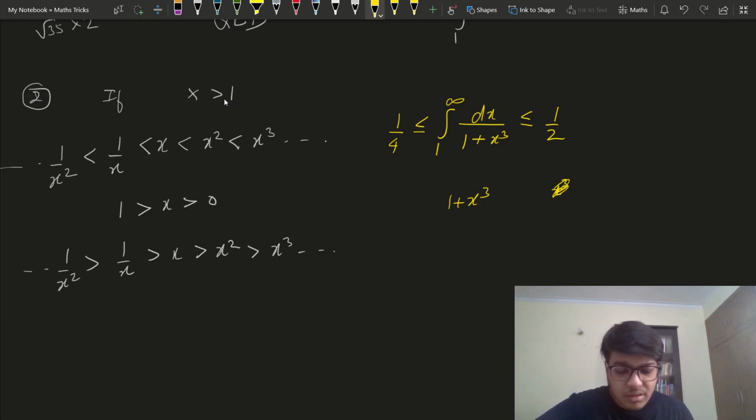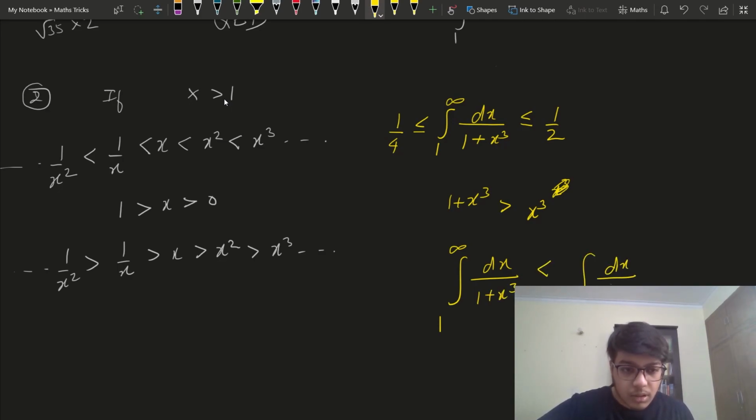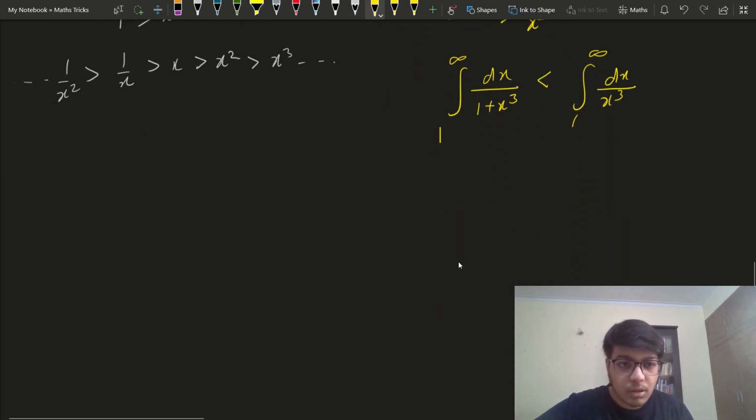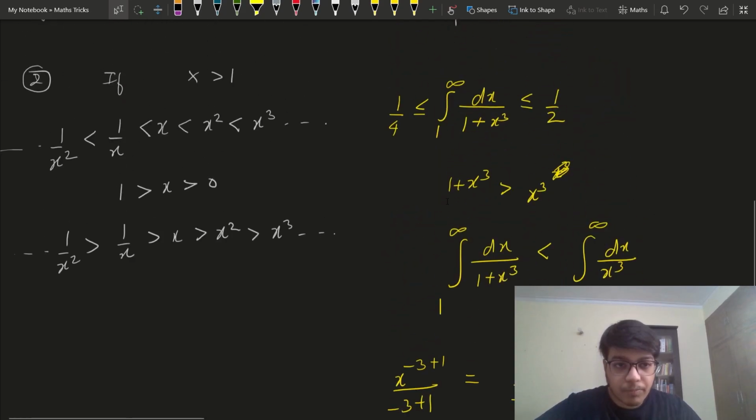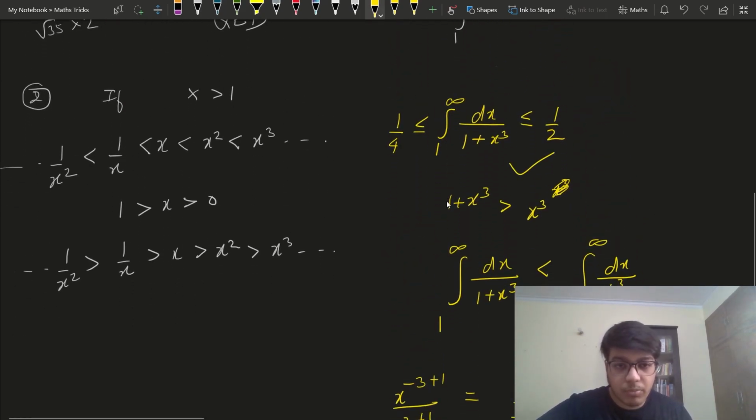अब इस कॉमन सेंस से देखें तो this is greater than x cube obviously. So the integral from 1 to infinity of dx by 1 plus x cube is less than the integral of dx by x cube from 1 to infinity. डिनोमिनेटर छोटा कर दिया तो ओवरऑल फ्रैक्शन बड़ा हो जाता है. सिंपल मैथ्स, इसको इंटीग्रेट कर सकते हैं. x to the power minus 3 plus 1 by minus 3 plus 1, which is x to the power minus 2 by minus 2, from 1 to infinity. इसको इवैल्यूएट करेंगे तो ये 1 by 2 आएगा. ठीक है, तो this side has been proved.